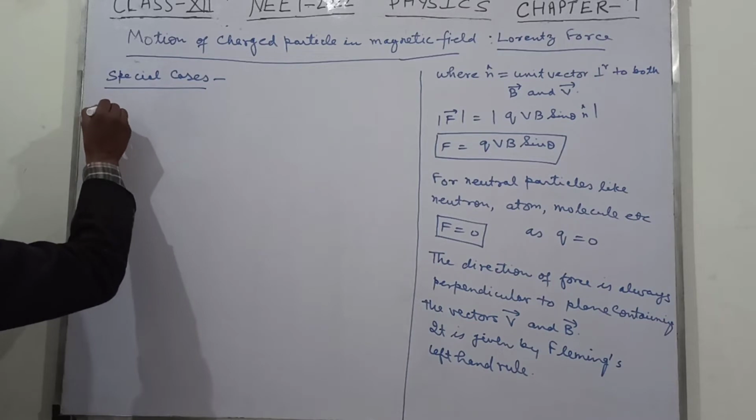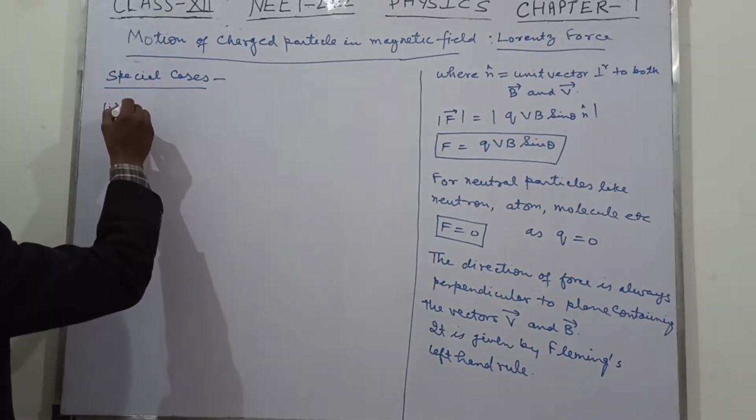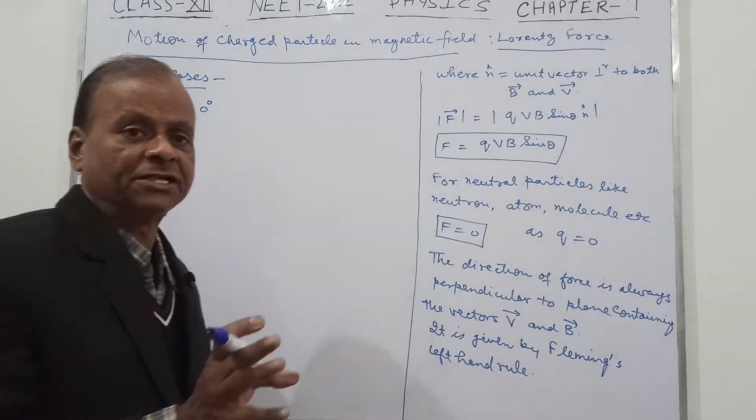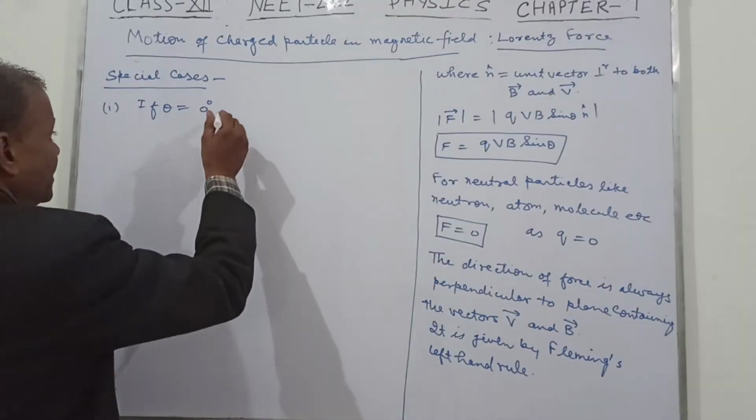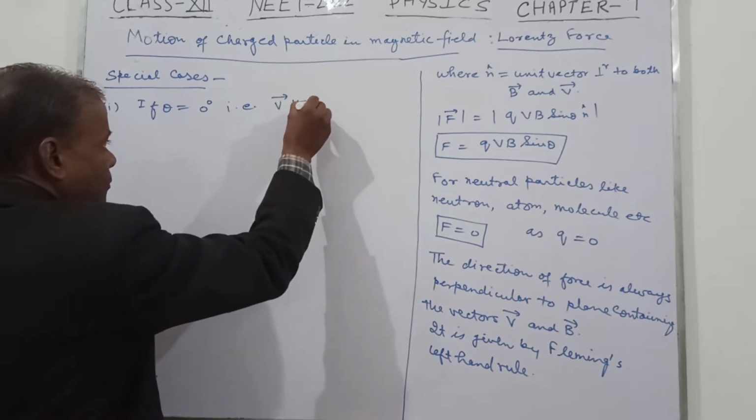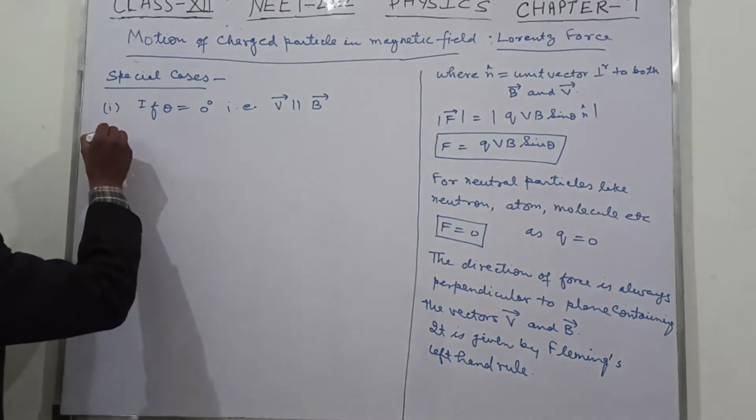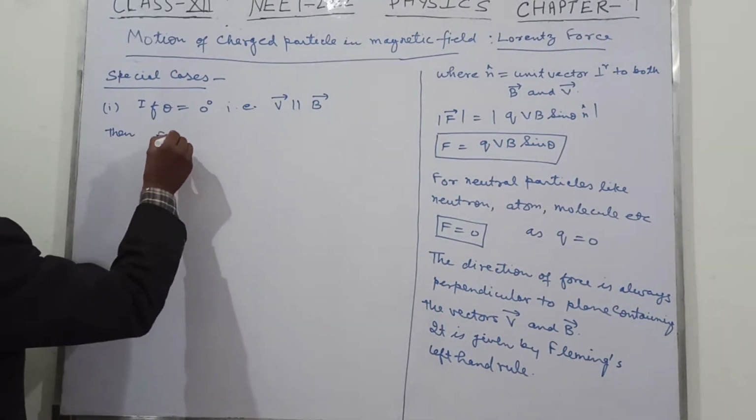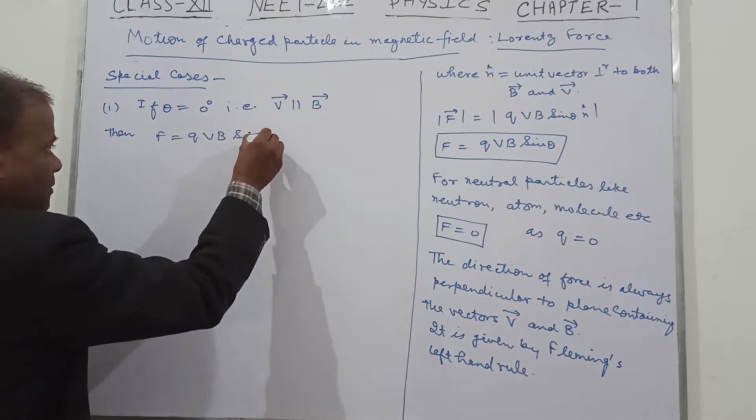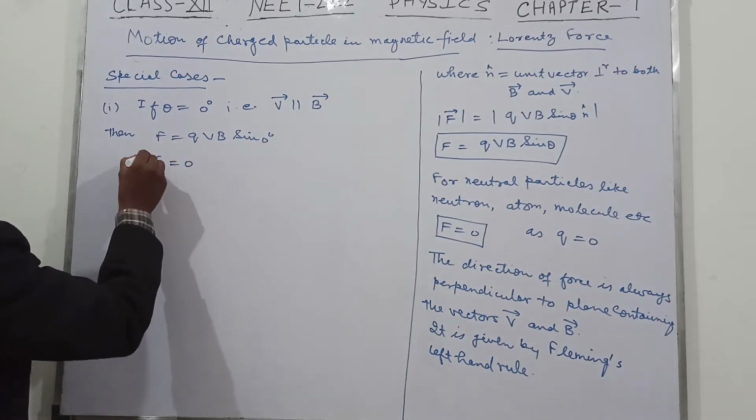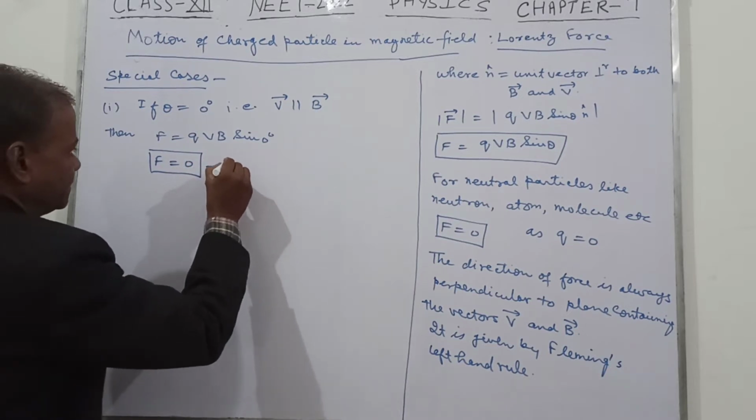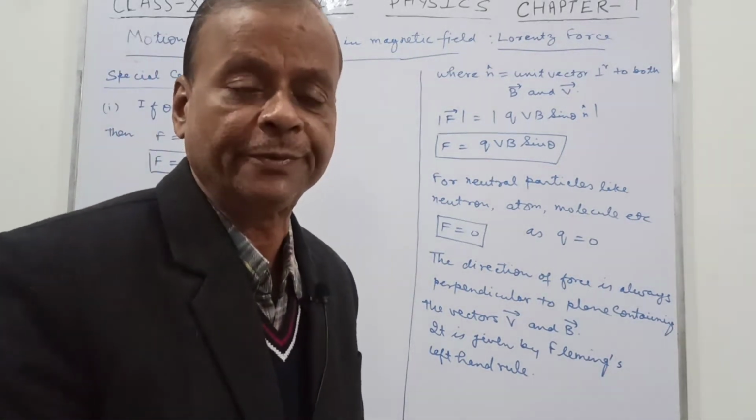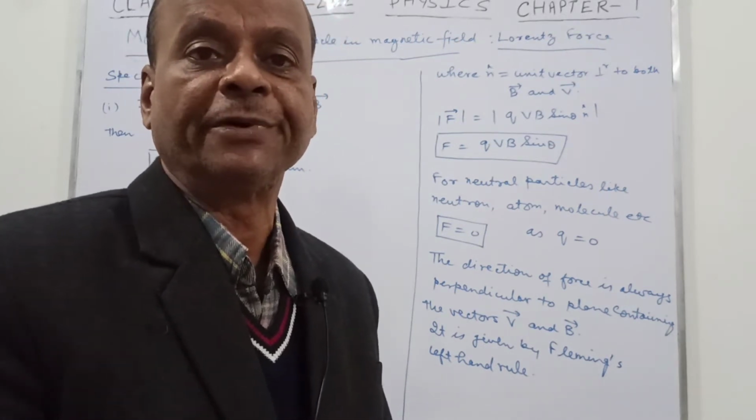First, if theta is equal to 0 degree, it means that the charge is moving parallel to the magnetic field, so v is parallel to B. Then this force F is equal to q v B sin 0, and sin 0 is equal to 0. So this force is equal to 0. This is the minimum force. The minimum Lorentz force will be equal to 0, and this will take place when the charge is moving parallel to the magnetic field.